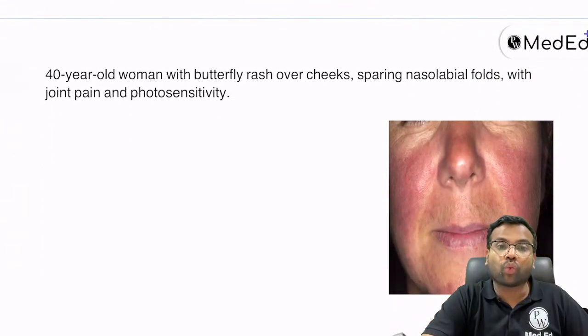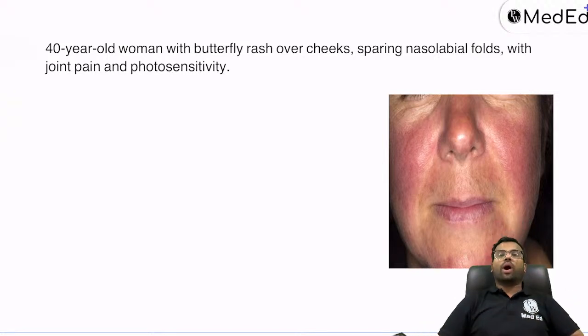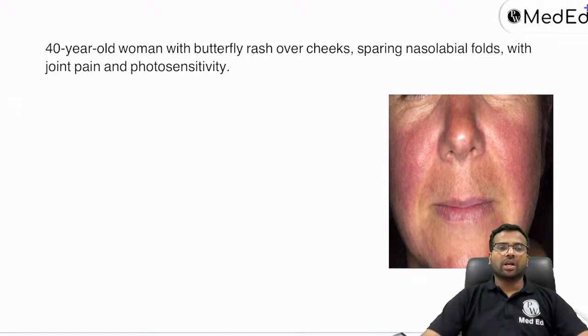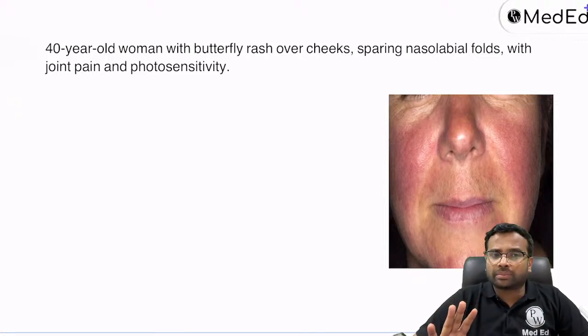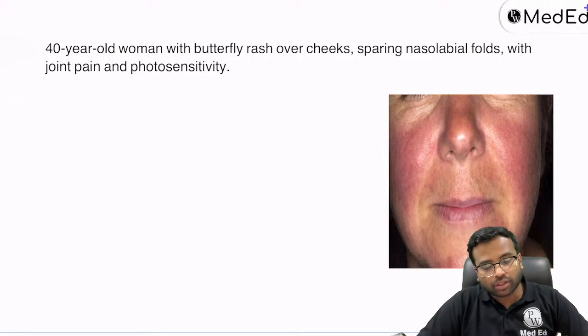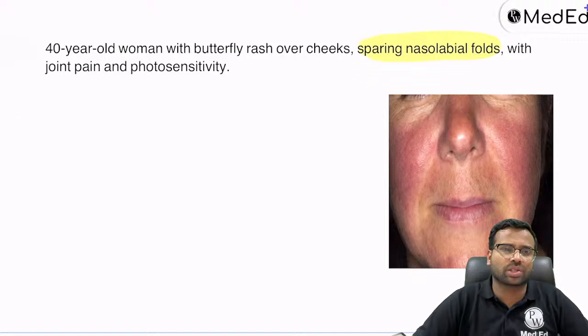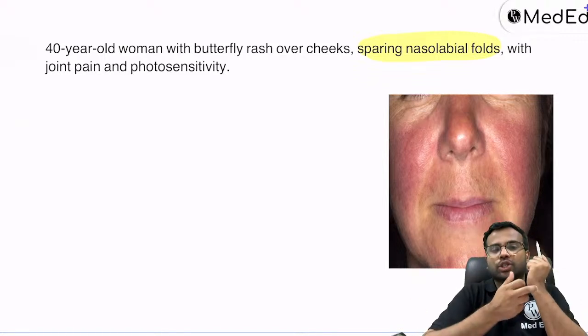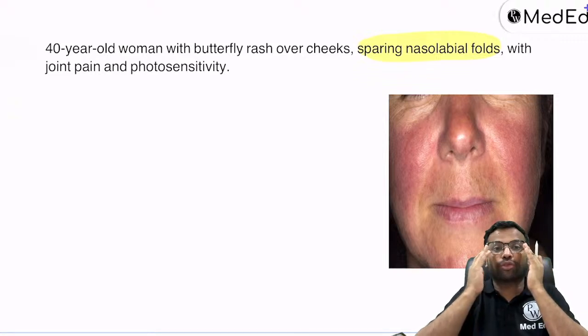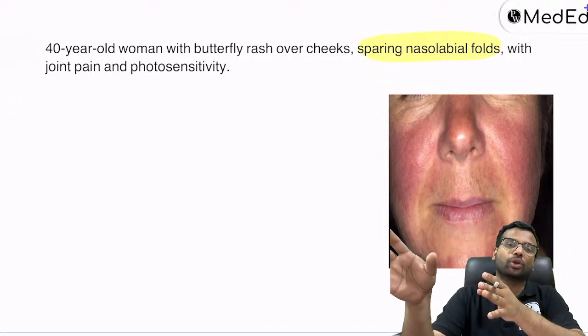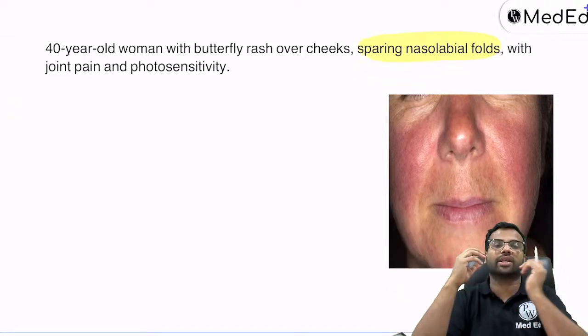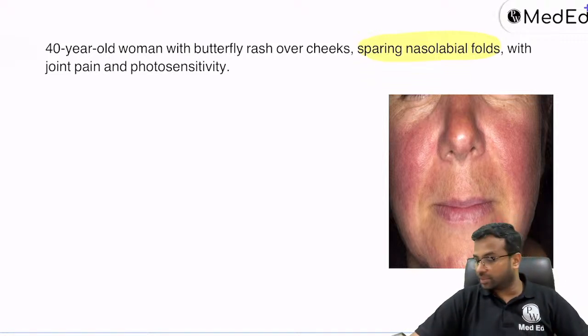So now moving to one more example. See what actually happens with a red face. Let's see this question. A 40-year-old woman, butterfly rashes over the cheeks. And why do you call it butterfly rashes? There is a sparing of the nasolabial folds. Quite a typical history, or the patient can also complain of joint pains, and there is a lot of photosensitivity. Every time the patient goes to the sun, the patient feels that redness and photosensitivity symptoms are there.